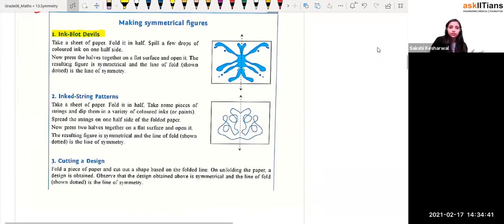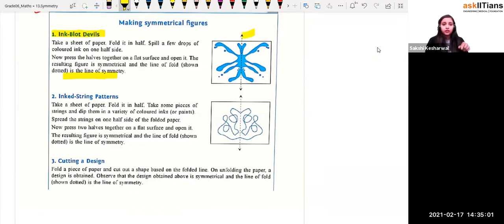It says take a sheet of paper and fold it into half, and spill a few drops of colored ink on one side of the paper, press the halves together on a flat surface and open it. Now the resulting figure is symmetrical about the line of folding shown by the dotted line, yes or no? So this is a line of symmetry, right?